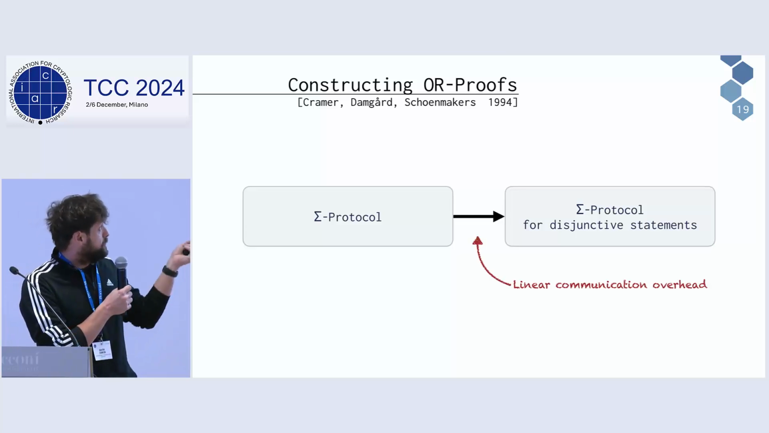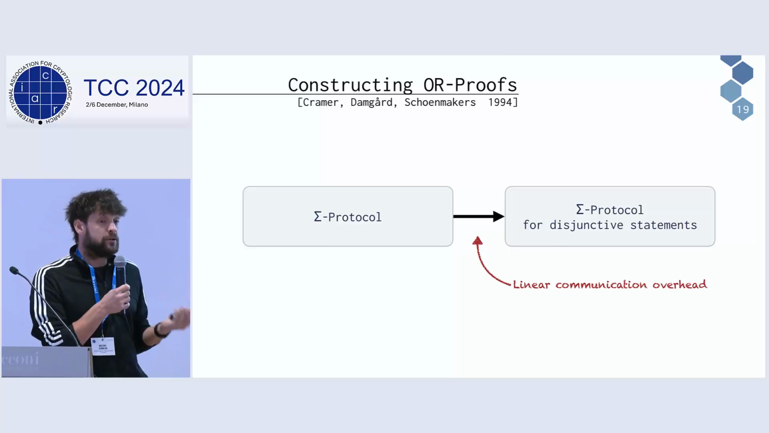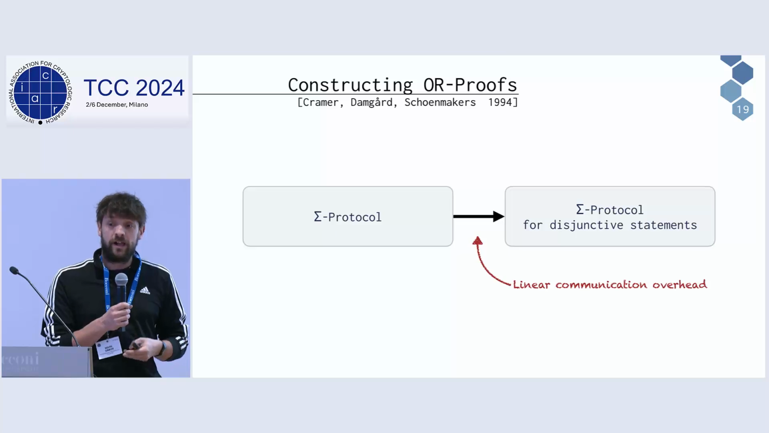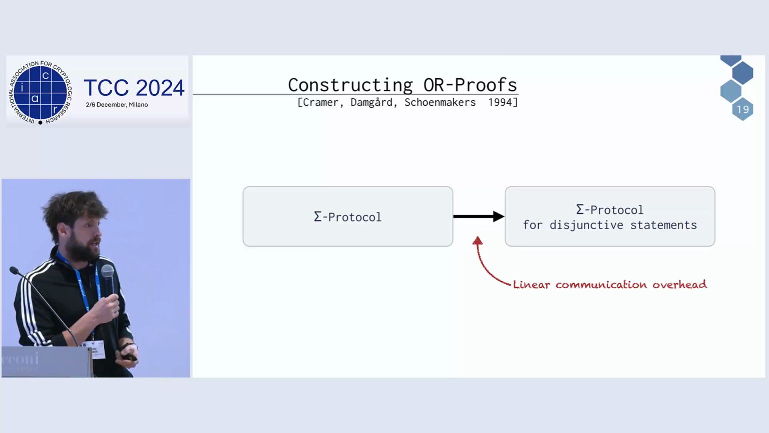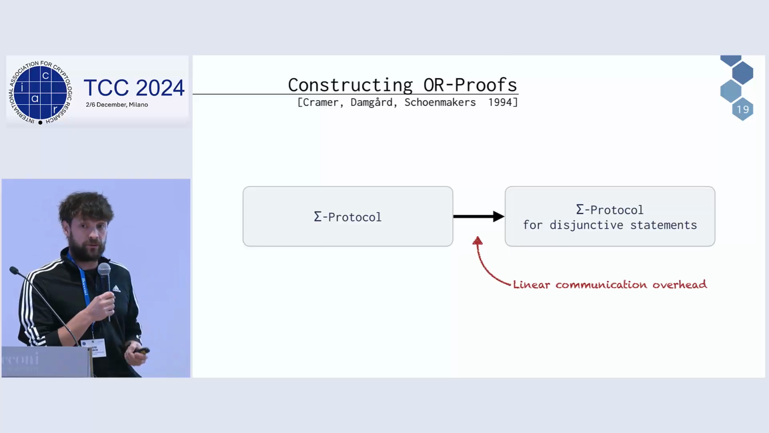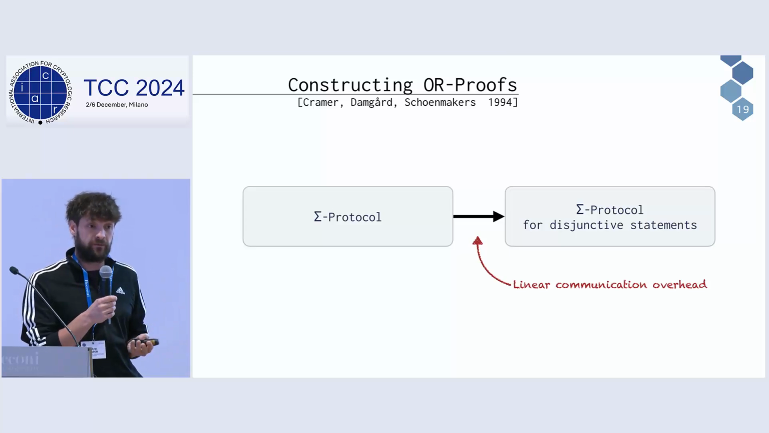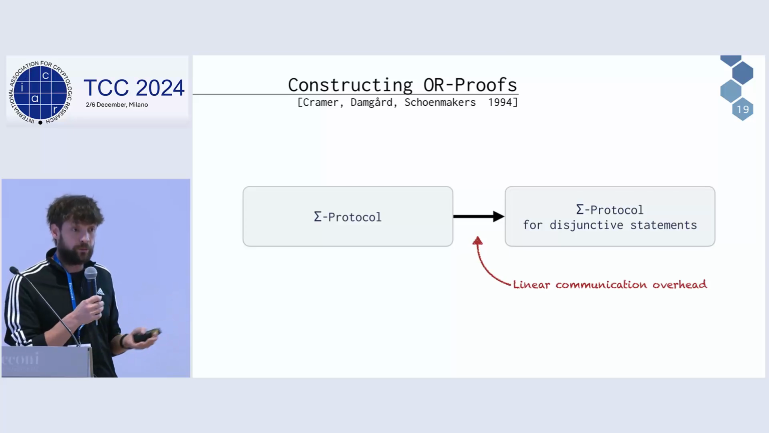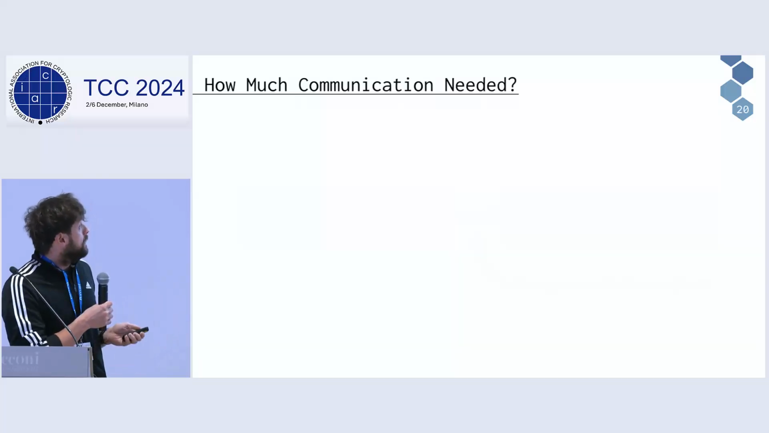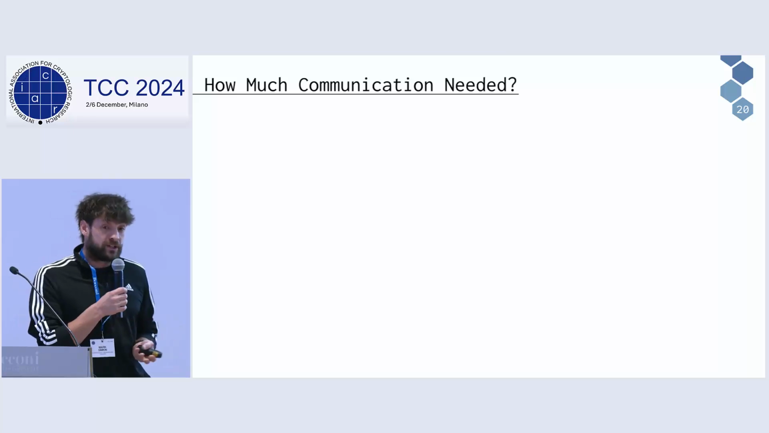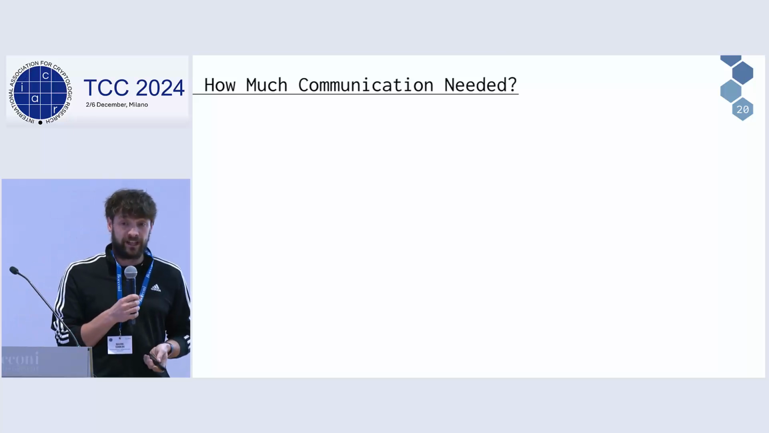And this is a very simple transformation that produces a protocol that has a linear communication overhead. So if I want to prove 1 out of n statements in the language, then the overhead of my resulting protocol will have a multiplicative factor of n in the total communication complexity. And then the natural question is, well, how much communication complexity do I need?